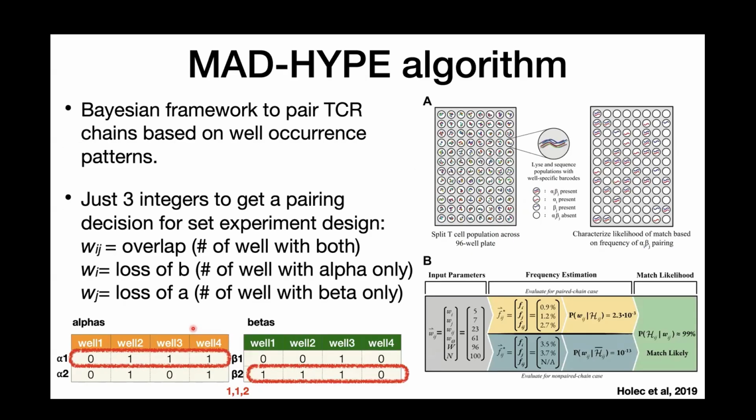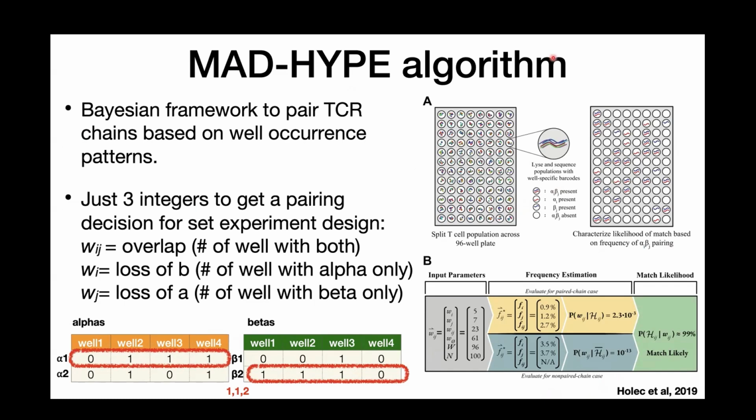So we have a protocol. How do we actually execute the pairing? How do we analyze data? Original Howie paper didn't share any code. They give kind of an outline of computation, but it was not detailed enough to reproduce. In 2019, Michael Birnbaum group released this MetHype algorithm, which was reanalyzing Howie data. It's a Bayesian framework to pair TCR chains from these combinatorial experiments.